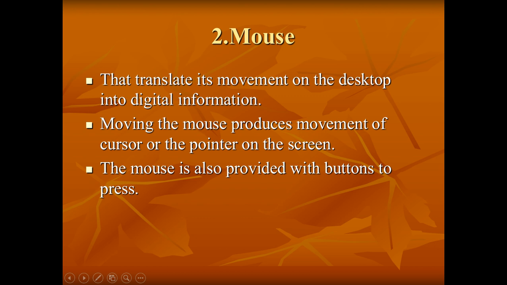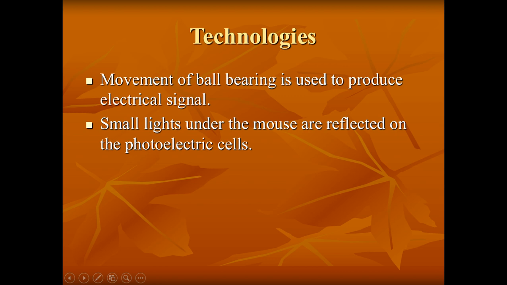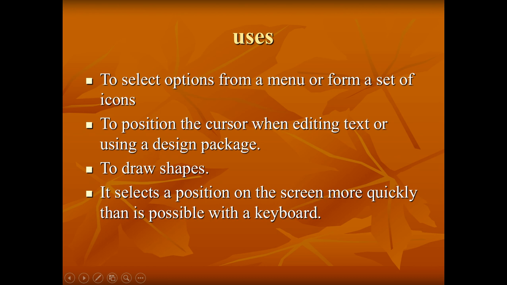Now small lights under the mouse are reflected onto a photoelectric cell. You use it to select options from a menu in the form of a set of icons. It is also used to position the cursor when editing text, and in design and desktop publishing packages. Now, draw shapes, yes, very easily using the mouse, and select a position on the screen more quickly than is possible with the keyboard.